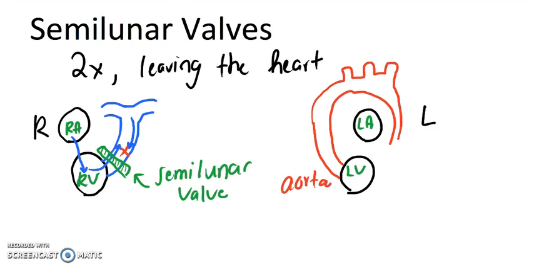Again, blood is supposed to flow down into the ventricles and then up like so. If for whatever reason blood is trying to go back down, that is no good. So here we also have a valve that's going to close shut if blood ever tries to go in the wrong direction. This is also called a semilunar valve.